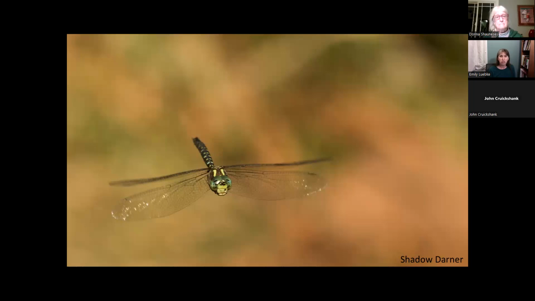Where is it perched? If it's flying, how high? Some of them like to fly kind of at knee height. Some of them more at head height. Some of them might be flying 30 feet up in the air. And all of these things can be useful.